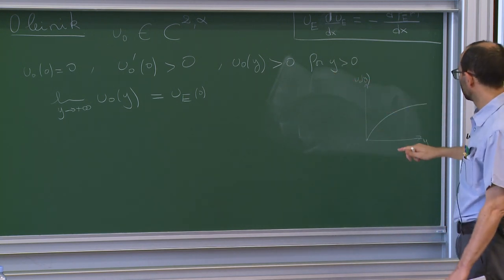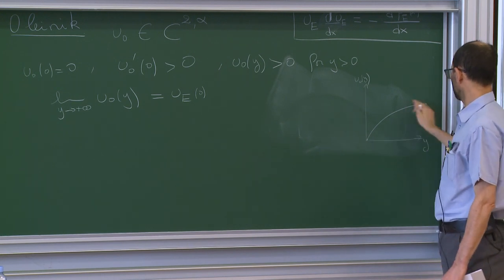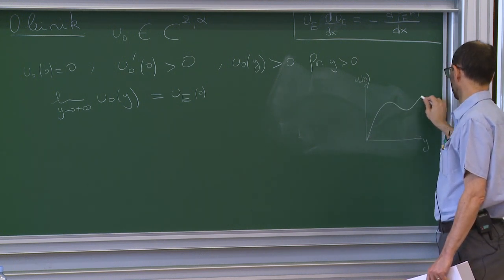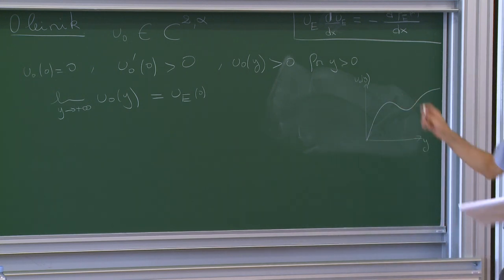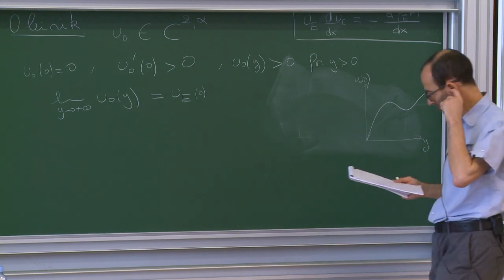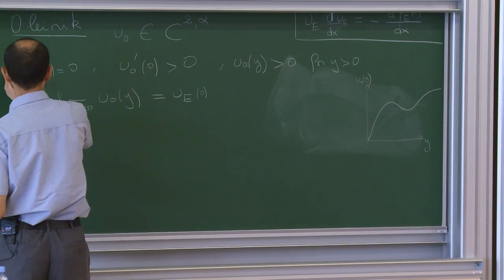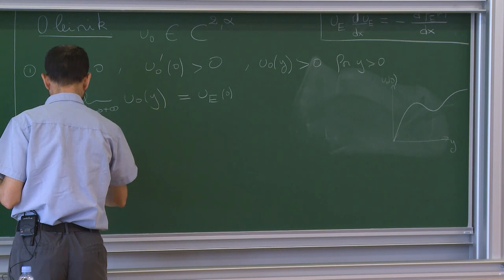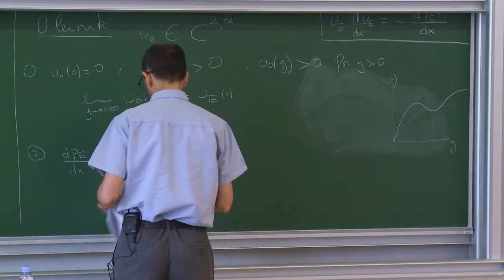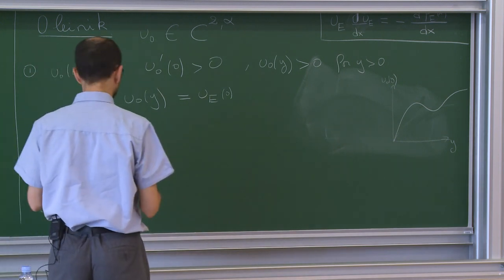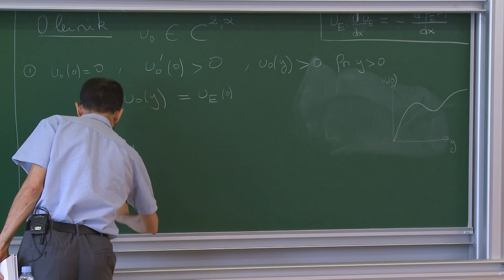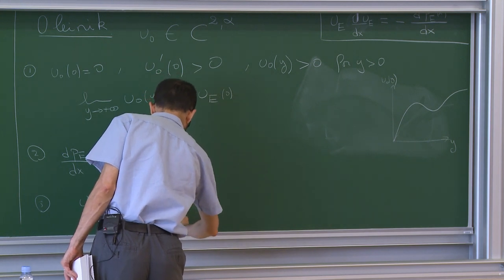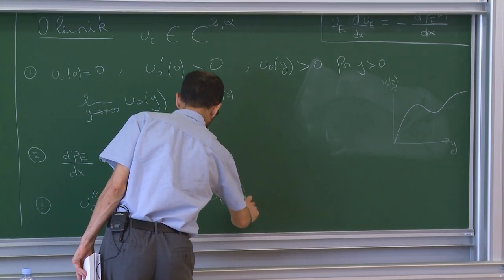Now, in this assumption, u0 is not necessarily monotone, so it can even do this, for instance. This is also valid. So this is the first assumption on u0. We have another assumption, let's say this is C1. There is a compatibility condition that states that this is a big O of y^2 when y goes to 0.